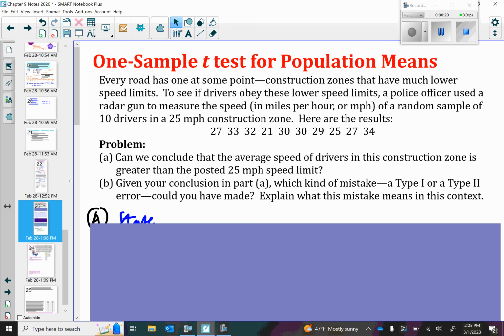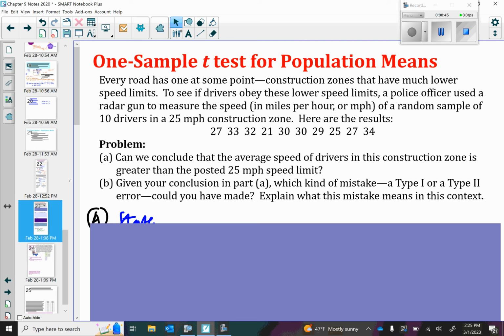Every road has one at some point, construction zones. And of course, in Wisconsin, we see those everywhere. And in those construction zones, they have lower speed limits. To see if drivers obey these lower speed limits, a police officer used a radar gun to measure the speed in miles per hour of a random sample of 10 drivers in a 25 mile per hour construction zone.